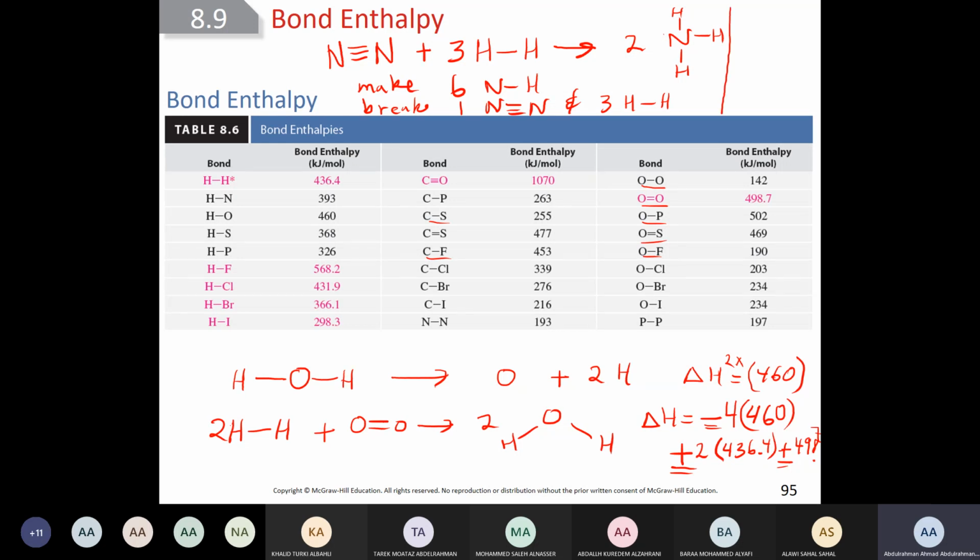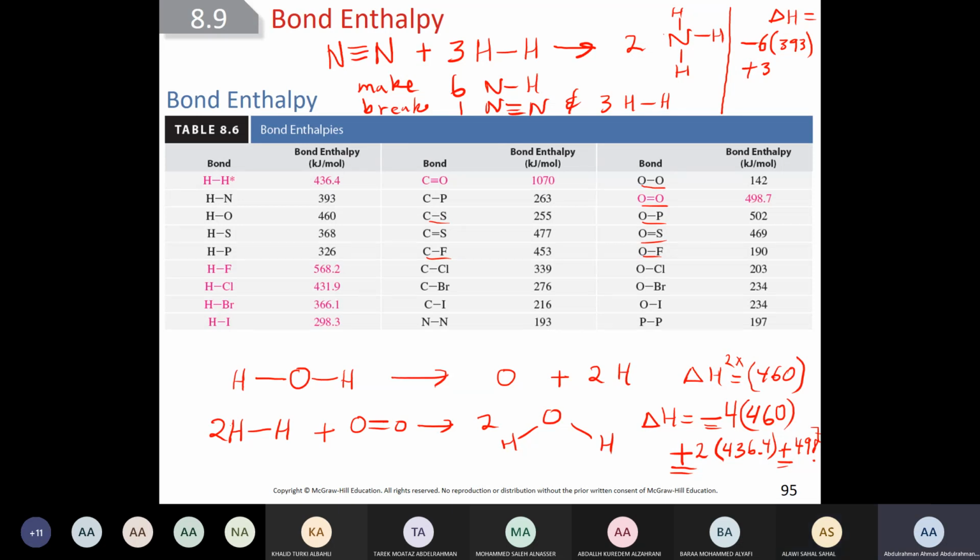So what's delta H for this reaction? It will be equal to what? Minus what? Give me numbers. 6 multiplied by 393, exactly. Okay, and then plus what? 3 times 193. What's 193? For the nitrogen.